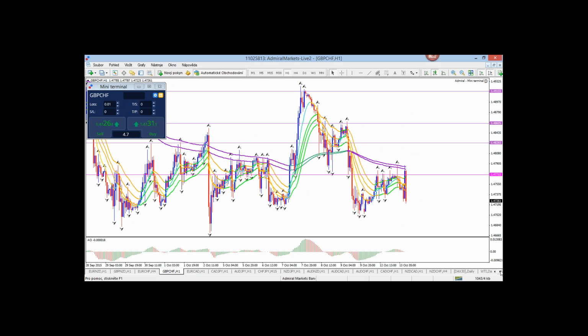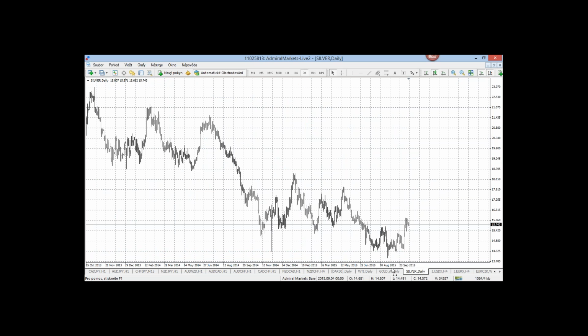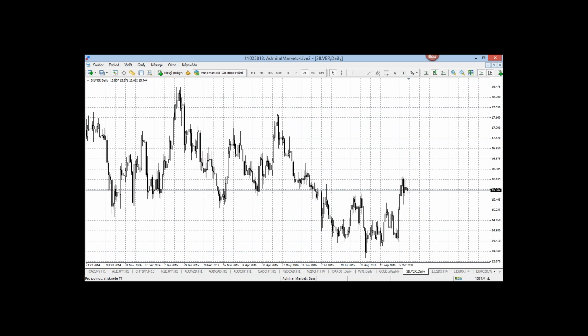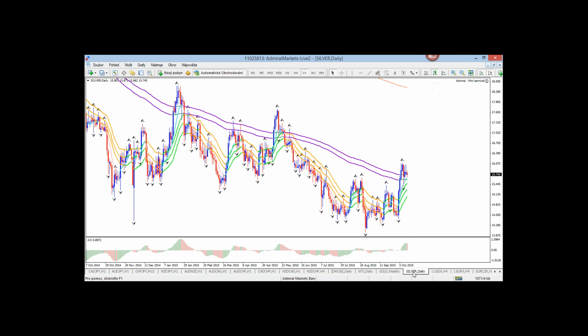All right. Maybe some silver. Let's see. Silver is... Looks pretty messy. All these moving averages are on top of each other.